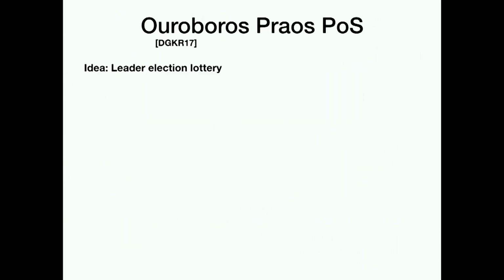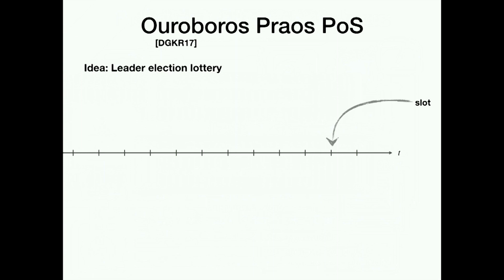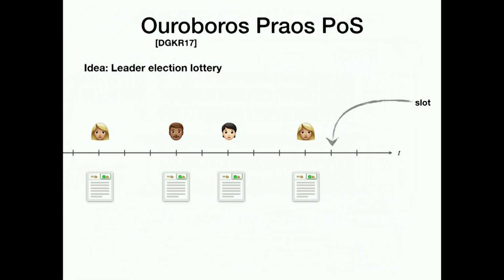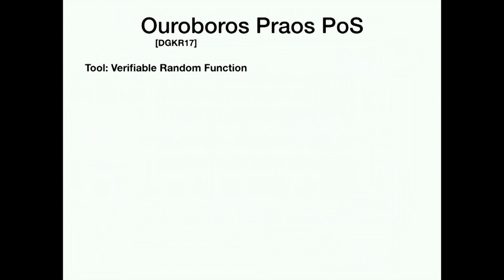Of course, for that, we need to first see how Ouroboros-Prowse works. The idea is pretty simple in this protocol. What we want to have is a leader election lottery. Ouroboros-Prowse splits the time into slots. For each slot, we have potentially a block winner, and that winner can publish a block. The tool they use is called a verifiable random function. For those of you who know PRFs, it's just a PRF with a publicly verifiable proof.